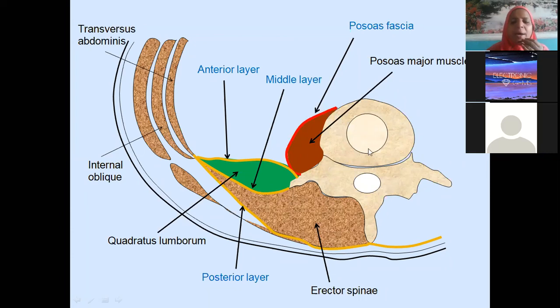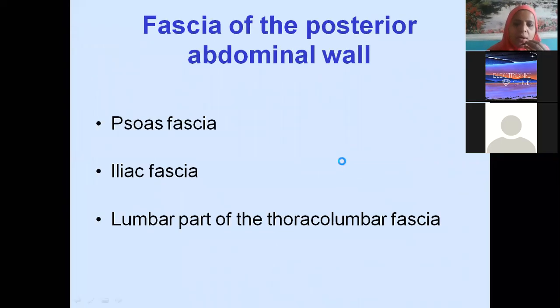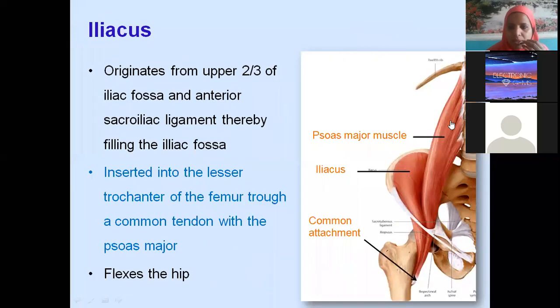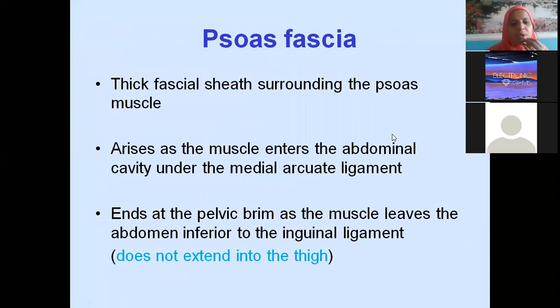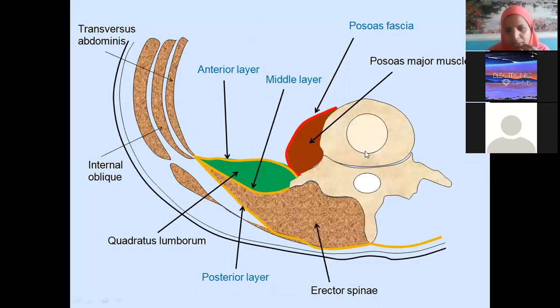This is any lumbar vertebra, because the extension of this muscle is, if you see the picture, the whole area is the psoas major, whether you take L1, L2, L3, L4 or L5. Adjacent to that we also have quadratus lumborum, and adjacent to that the erector spinae. So you can consider this as L4.